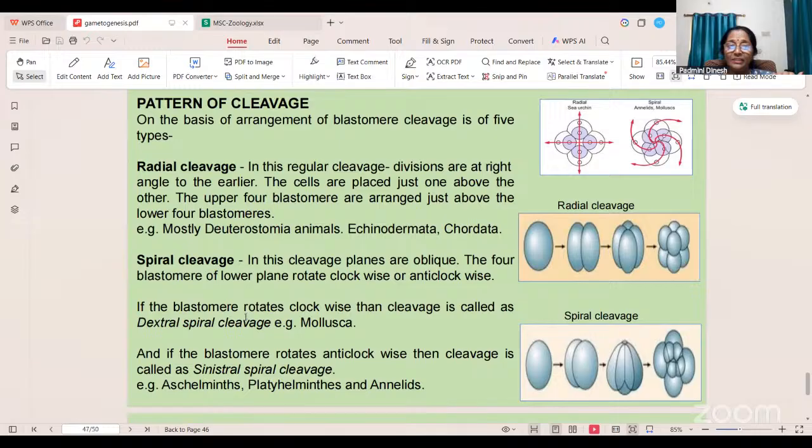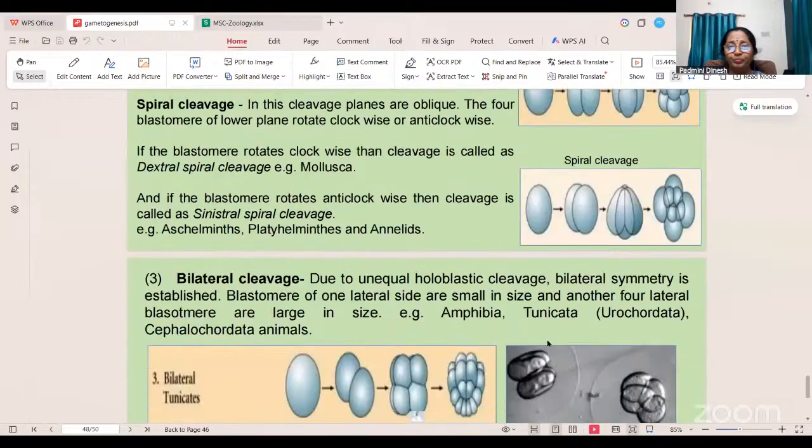If the rotation is in the clockwise direction, then this is called dextral spiral cleavage, found in mollusca. And if this rotation is in the anti-clockwise direction, then this type of cleavage is called sinister spiral cleavage, found in platyhelminthes and annelids. This is one type of cleavage.